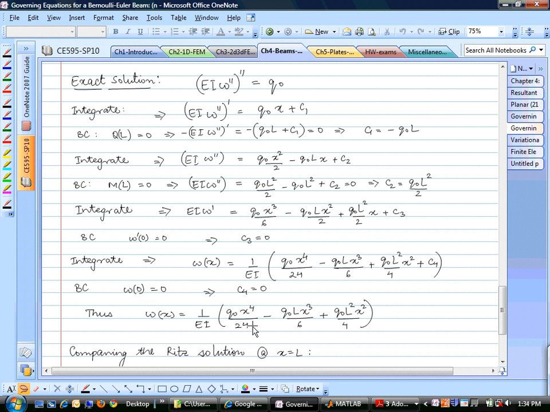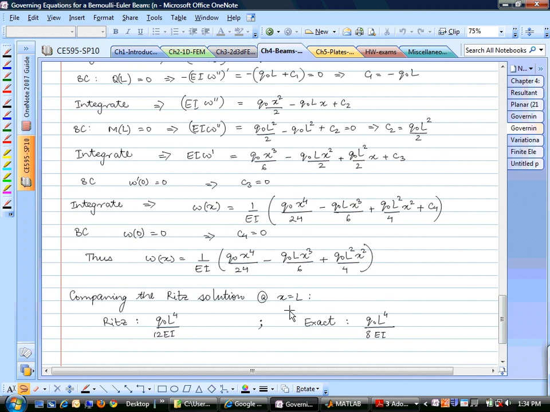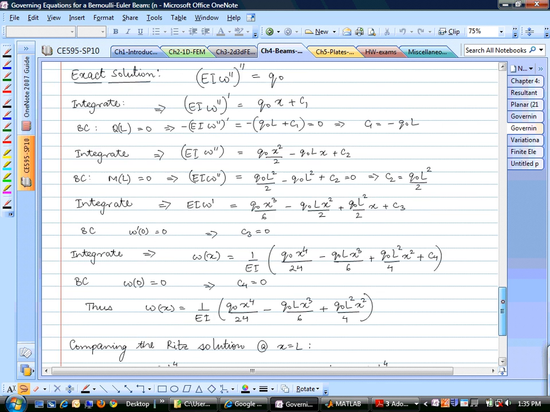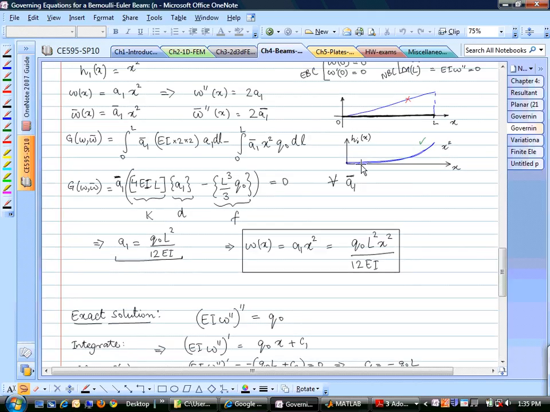So you can see that once you actually find the final answer, you will see that the exact solution is a fourth order polynomial. And if you compare the tip displacement at x is equal to L from the Ritz method, we get 1 upon 12 this quantity, and from the exact solution we get 1 upon 8 this quantity. So the Ritz method is a lot stiffer if we choose only quadratic terms. If we choose only x square, then the Ritz method turns out to be quite stiff in comparison to the exact solution.